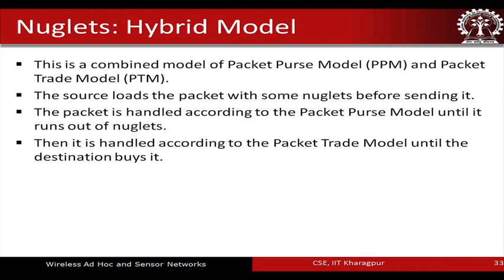In the hybrid model, the properties of PPM and Ptm both are inherited. The source node here loads the packet with some nuggets before sending it, like in the PPM model. The packet is handled according to the PPM until it runs out of nuggets. So, till that point, until the packet runs out of nuggets, it will be PPM. Then it is handled according to the Ptm model, that means some other intermediate node or the destination will have to buy the packet from the previous neighbor, which holds on to the packet.